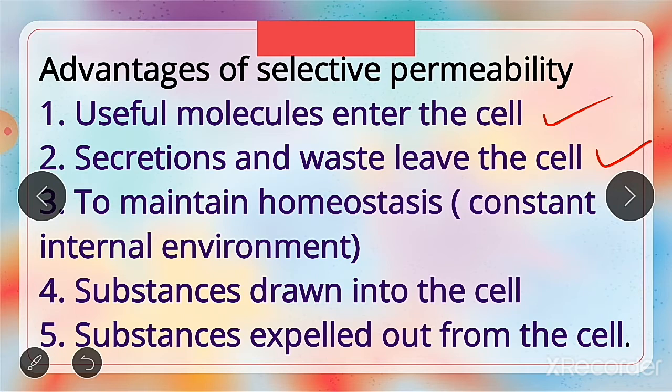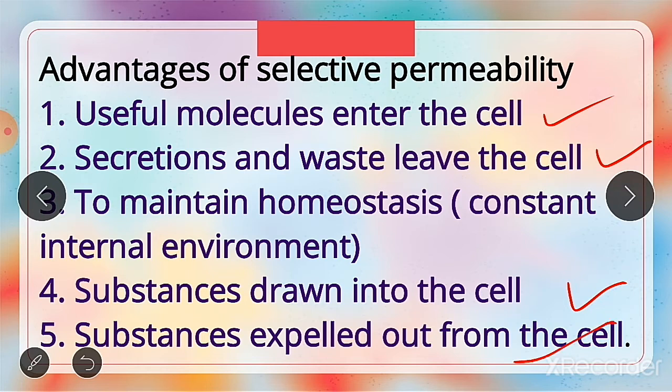So the plasma membrane enables the cell to maintain a constant internal environment in spite of the changes outside it. Whatever the environment outside the cell, the internal environment does not change. Next is substances drawn into the cell. Different substances are drawn into the cell, like raw materials for metabolism such as food, water, salts, oxygen, then regulatory substances like vitamins and hormones. Some substances are expelled out from the cells.